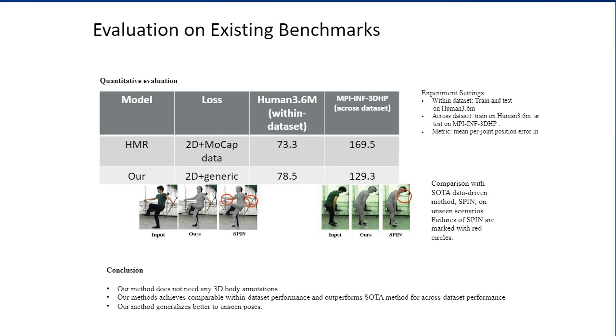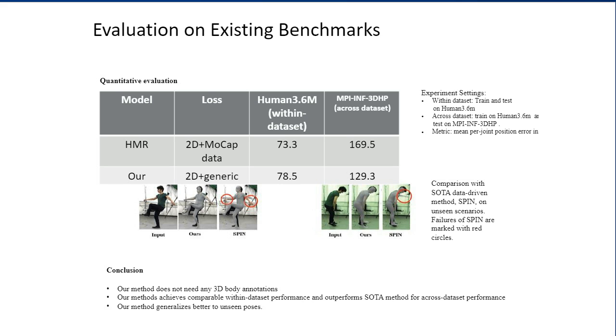And this is the prediction error on the Human3.6M dataset. This is within-dataset performance. And this is our model. We use 2D annotation plus generic body knowledge, and this is the error from our model. It is a little bit worse than this one, but this one is only applied to this dataset, while for ours we do not use any 3D annotation for this dataset.